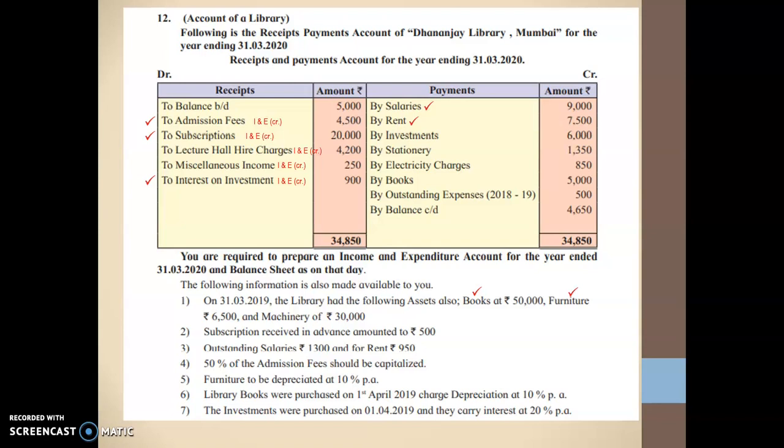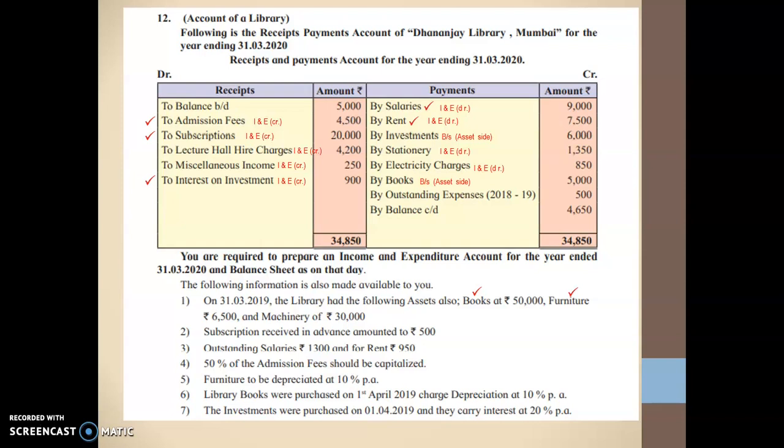Then we move on to the payment side. Salaries, rent to be shown on the debit side of income and expenditure account. Investment, asset side of balance sheet. Stationery, electricity charges, again expenditure side of income and expenditure account. Books, asset side of balance sheet.